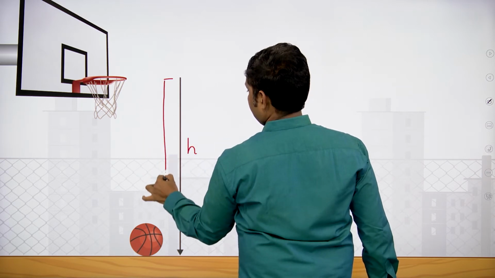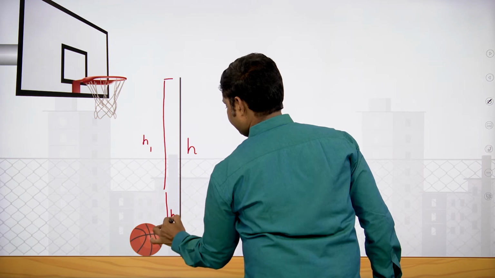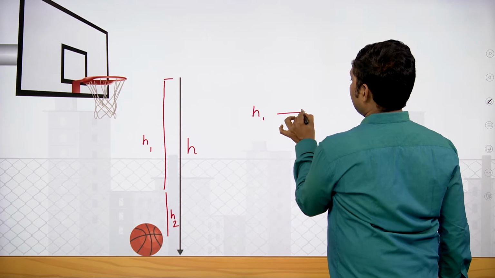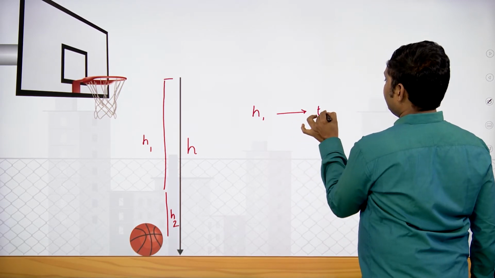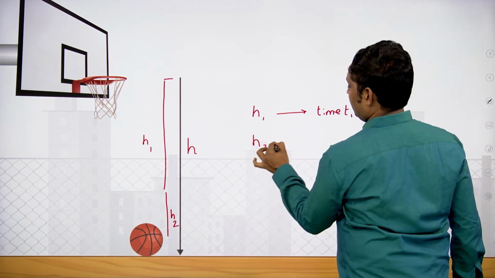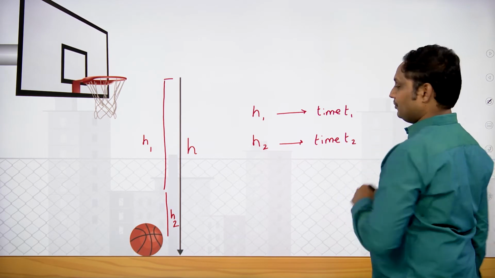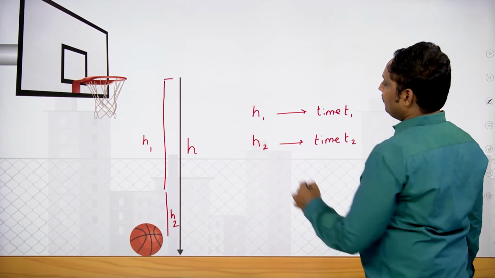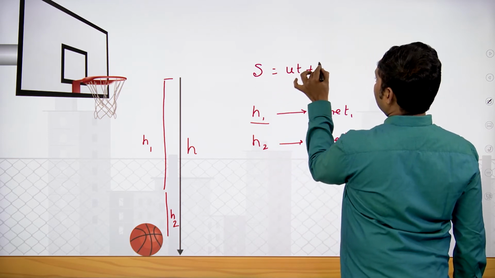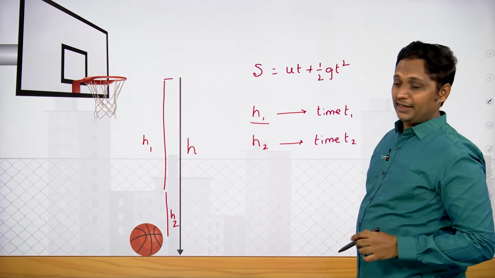It can be divided into h1 and h2, right. So you can take that h1 is the height covered in time t1 seconds, and h2 is the height travelled by time t2 seconds. You have to calculate this. You know very well about it: S is equal to ut plus half gt square. All right, we can take that.